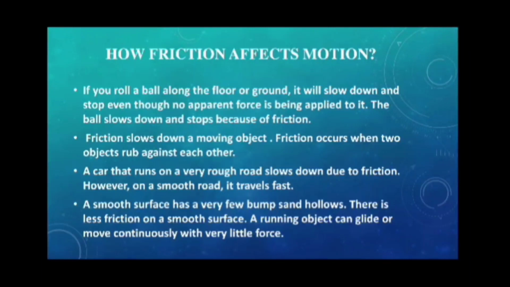Friction occurs when two objects rub against each other. A car that runs on a very rough road slows down due to friction. However, on a smooth road, it travels fast. A smooth surface has very few bumps and hollows. There is less friction on a smooth surface. A running object can glide or move continuously with very little force.